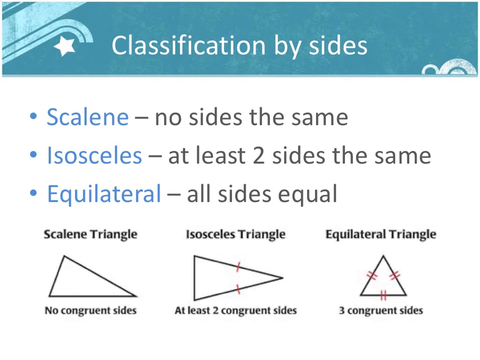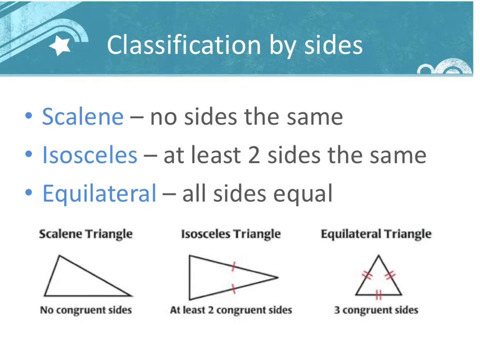Next, we're going to be classifying triangles or giving them names based on their side lengths. So the first name is a scalene triangle, and that's when no sides are the same. So we would have 3 different sides. An isosceles triangle has at least 2 sides that are the same. And then an equilateral triangle is when all 3 sides are the same number.